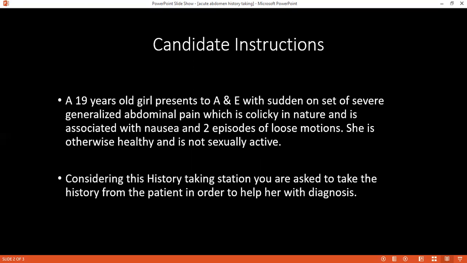Right, so if you've read and understood, considering that history taking station, kindly begin.